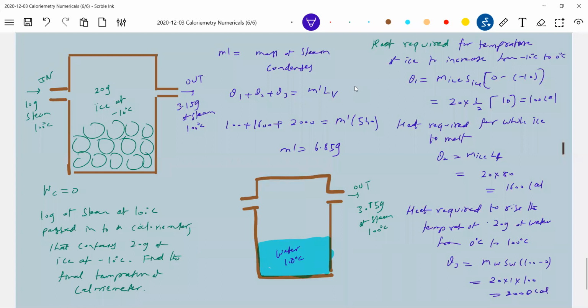100 degrees Celsius water. Now, what will be the final content? 20 plus 26.85 grams of water.